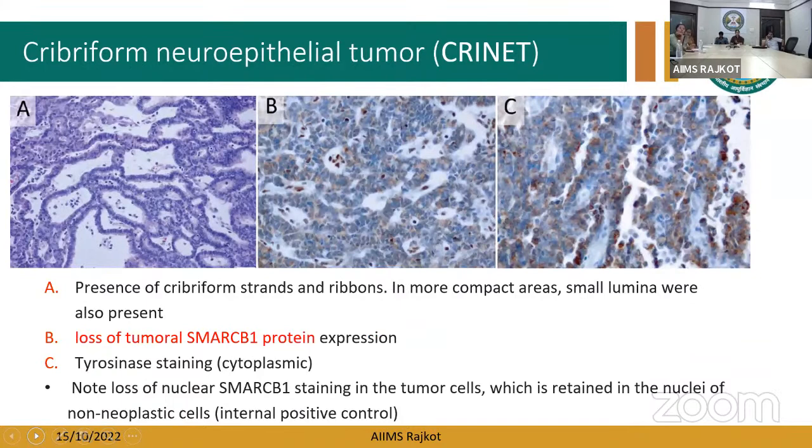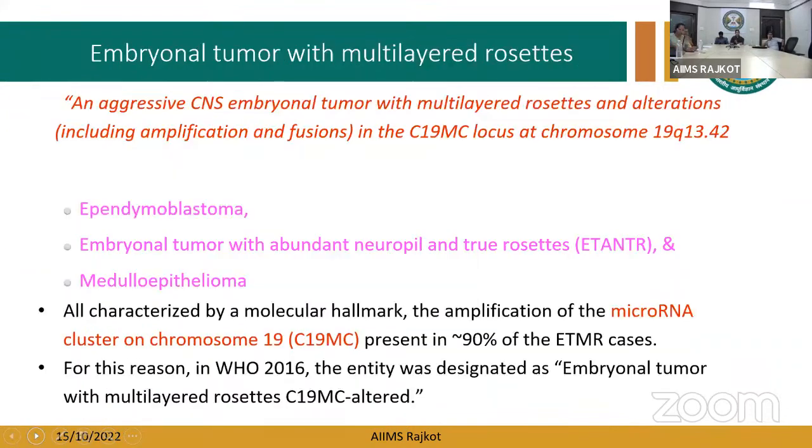This is the morphological picture. As you can see, there is a ribbon formation, strands are there, small lumina formation can also be there. SMARCB1 loss will be there. Transthyretin staining will be positive in the cytoplasm. Now we go to the embryonal tumor with multi-layered rosettes.